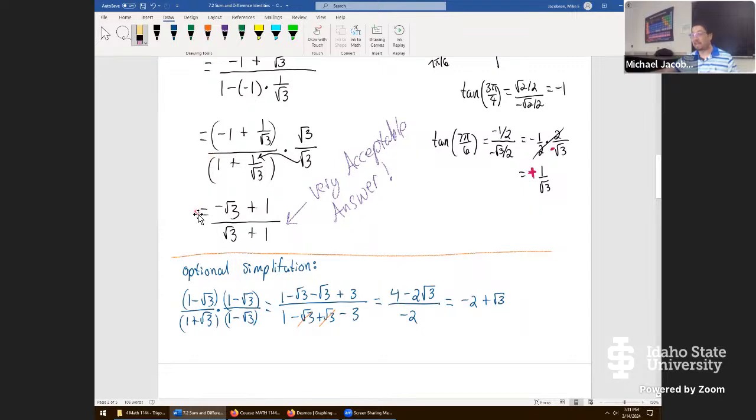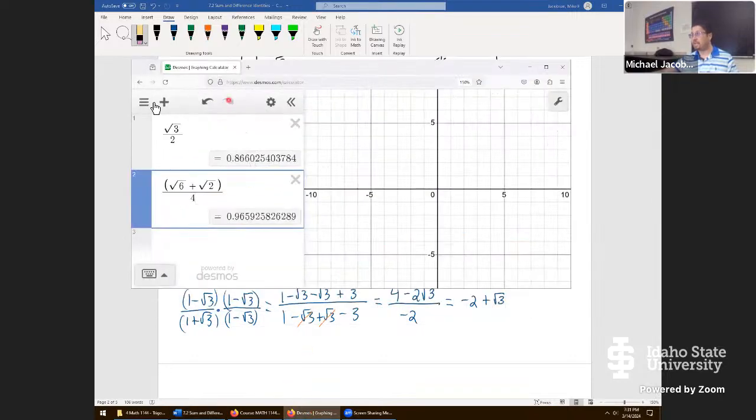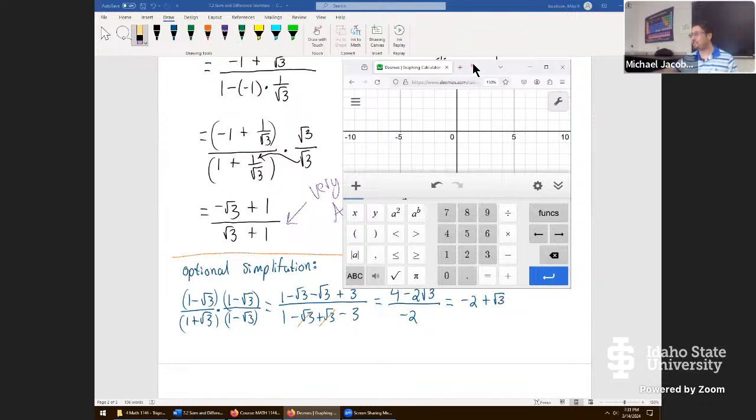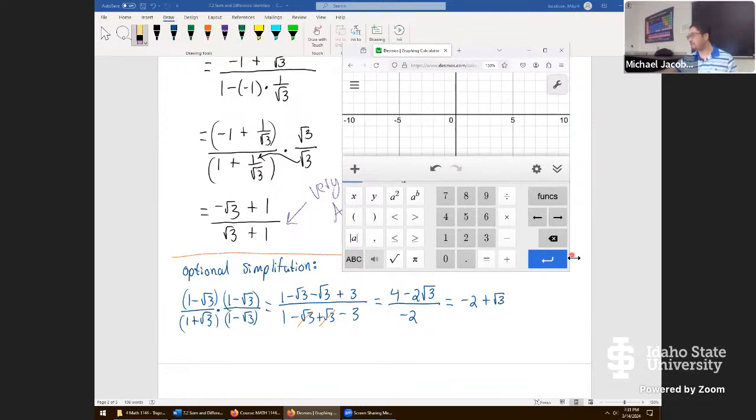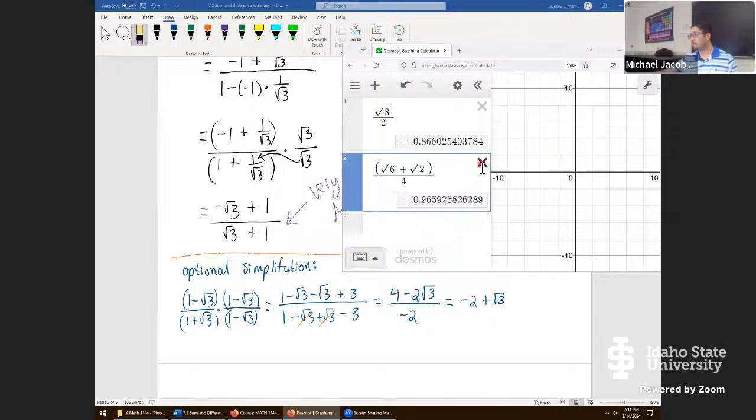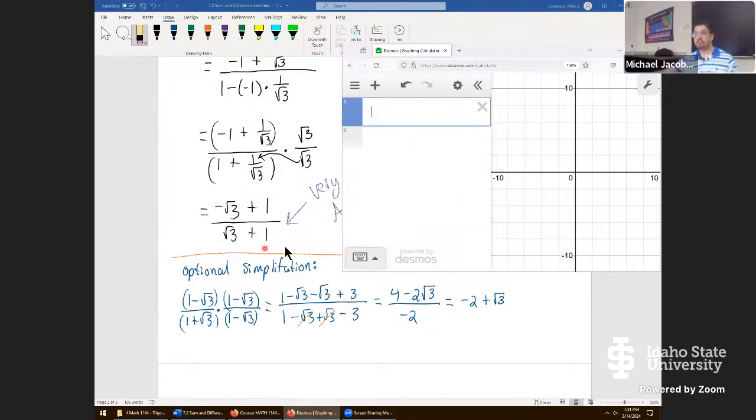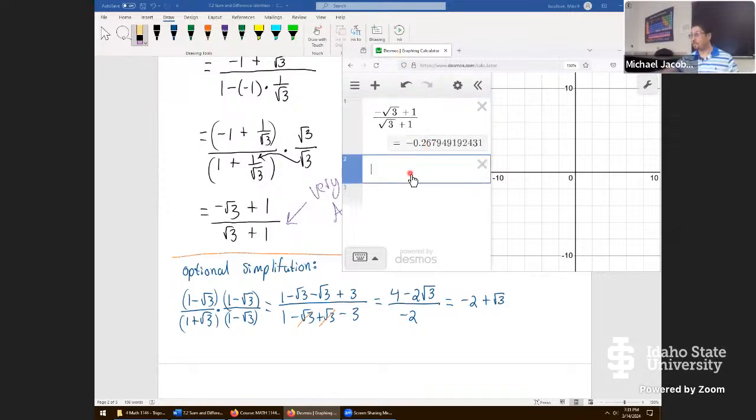And this is what you can do in the back of the book. If you're not sure if you've got the right thing, but you don't necessarily want to rationalize your answer, I encourage you to think in these kinds of terms. So pretend this is your answer right here, and you don't want to change it. If you're fine with it, and I would be too, put it in a calculator. It'll be negative square root 3 plus 1, over square root 3 plus 1. So that's the numerical amount we're going for.